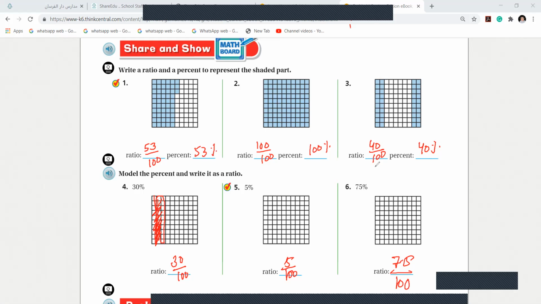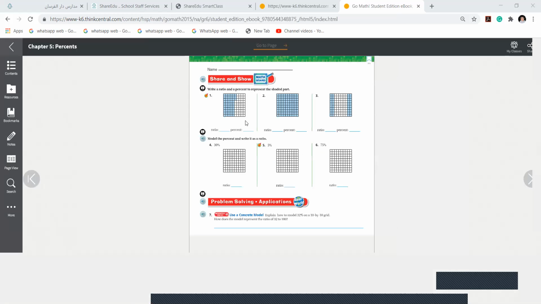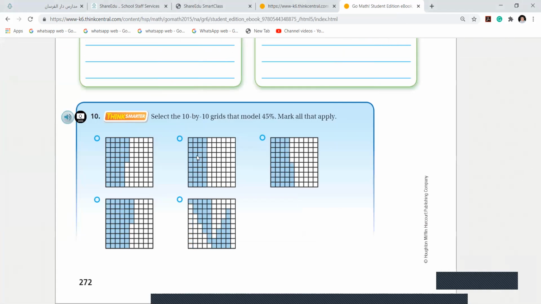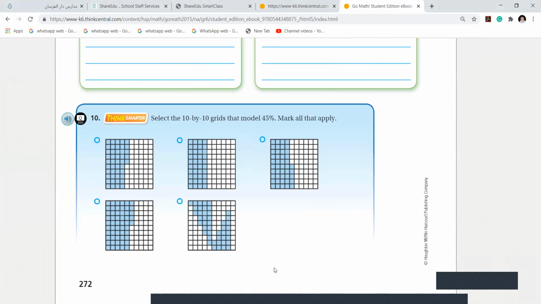Shading part, will you all do it? Yeah, miss, I'm doing it. I'm done, miss. Select the 10 by 10 grid that models 45%. I think 45% is this one. The third one is 45%.